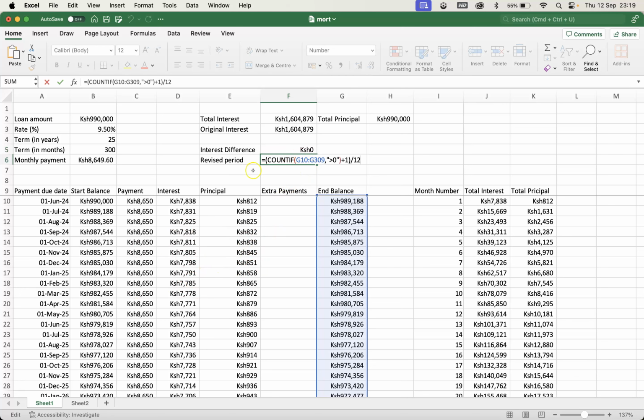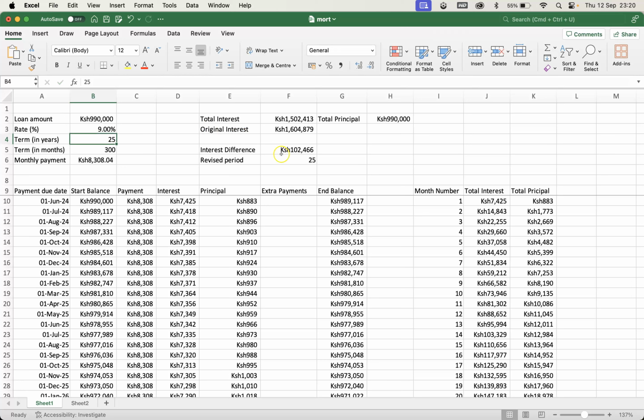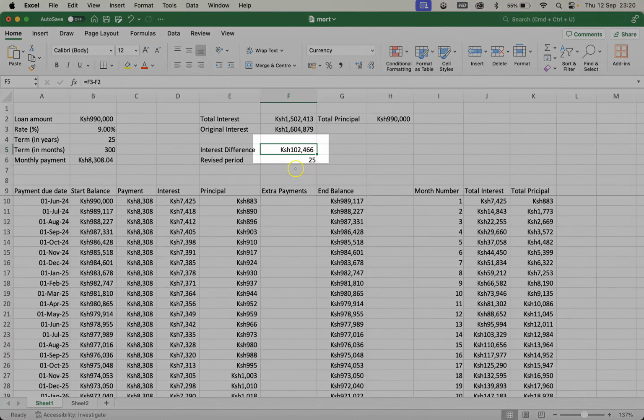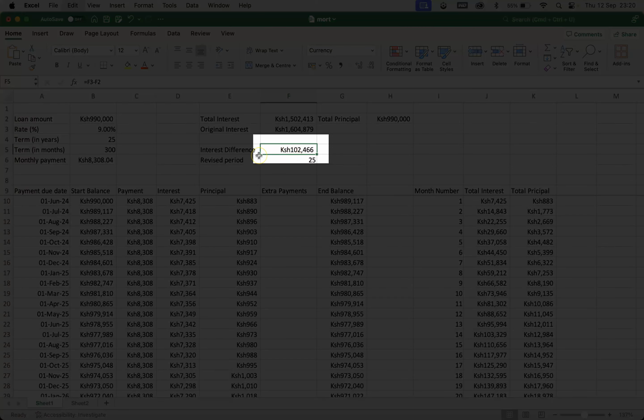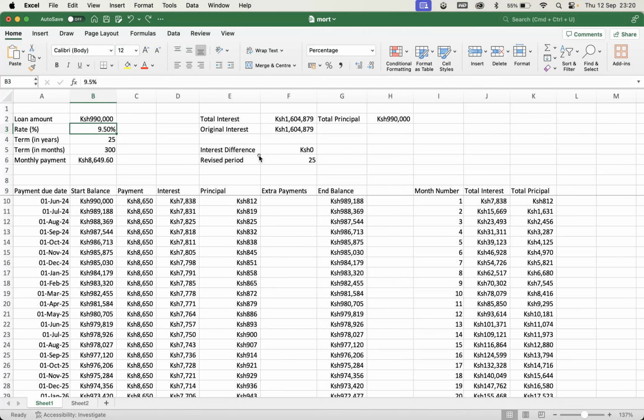However, what I'm doing here is just checking the number of months on the revised period if certain conditions are met. If I was clever enough, I would just go and negotiate this rate with the bank. Let's say, for example, I tell them, please, can you lower my rate by just 0.5%? Now you can see that by lowering your rate by 0.5%, you're actually going to save 100,000 over the period. So that's one of the ways you can negotiate and reduce your rate.